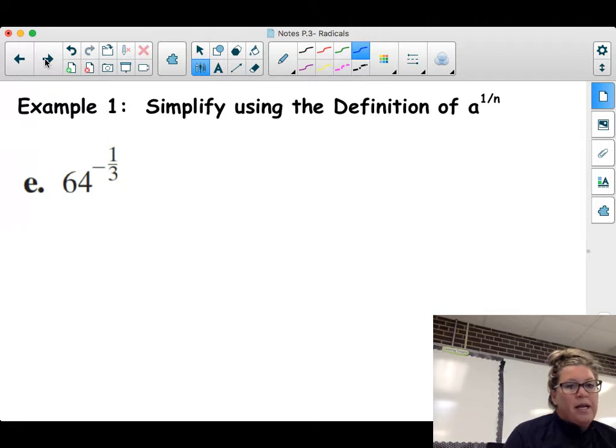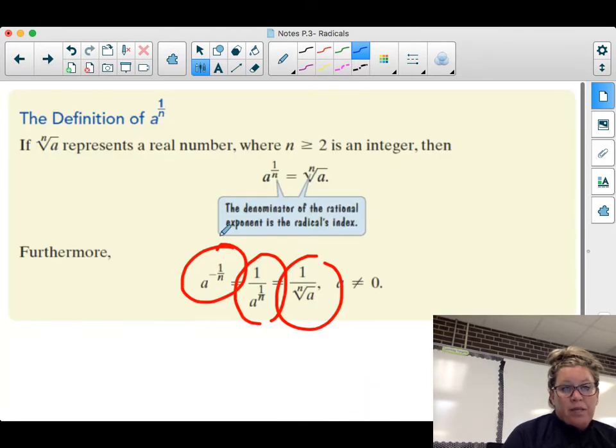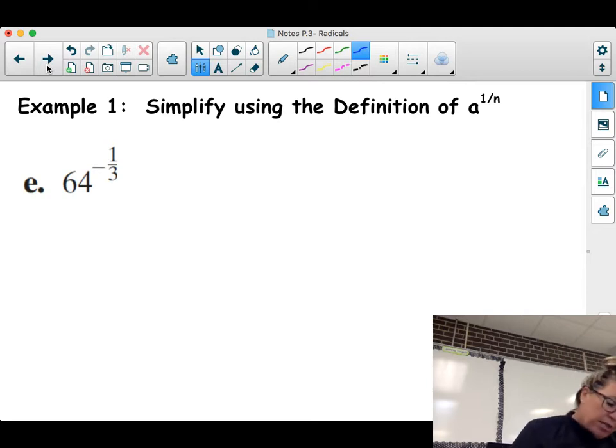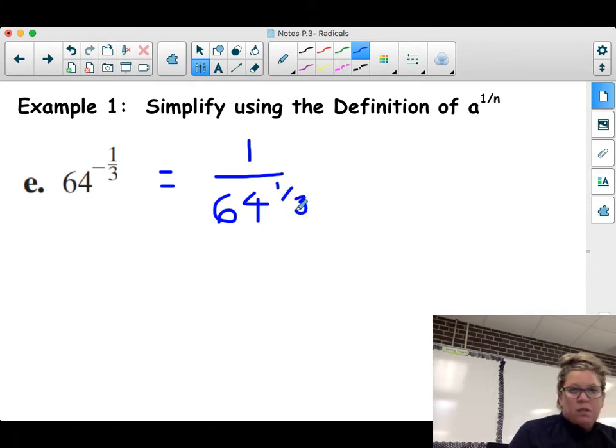All right, next example, E, 64 raised to the negative 1/3 power. Negative exponents, this is what we're looking at here in the red. When you have a negative exponent, it's going to change it to a fraction and then change the exponent to a positive. So it's going to be 1 over 64 raised to the 1/3 power. Now you're ready to tackle that denominator. You're going to change that denominator to a radical, which is going to be the cube root of 64.